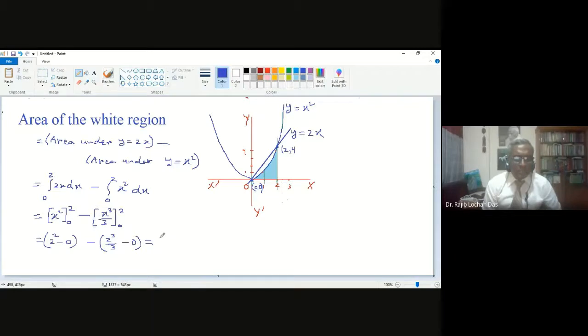8 by 3 means 2.67, so 4 minus 2.67 is 1.33. It is unit square. Yes, it is unit square.